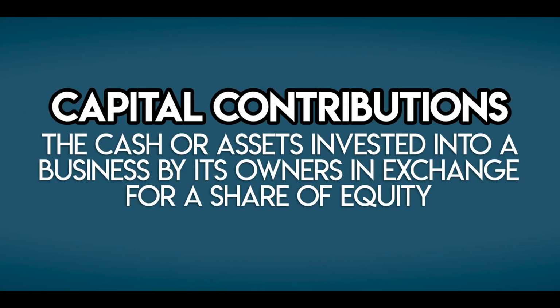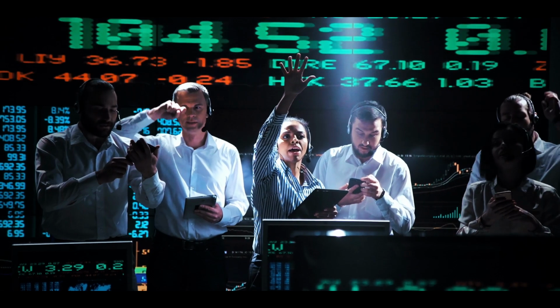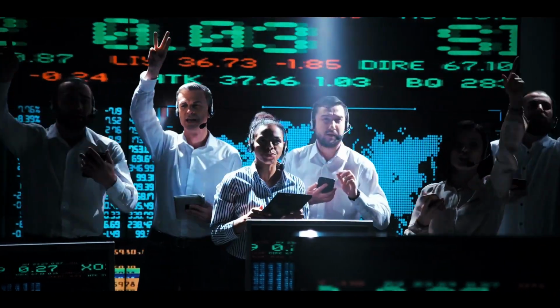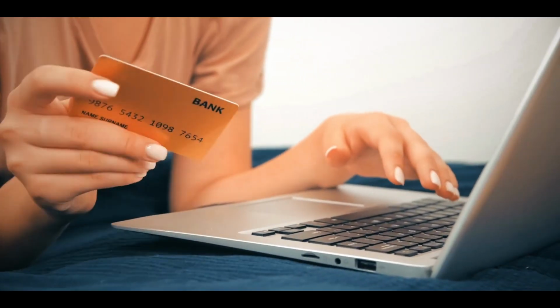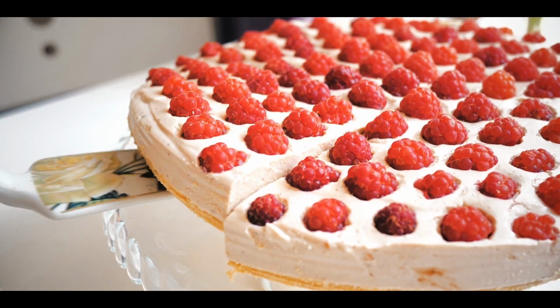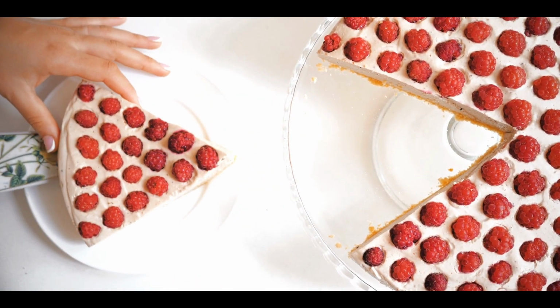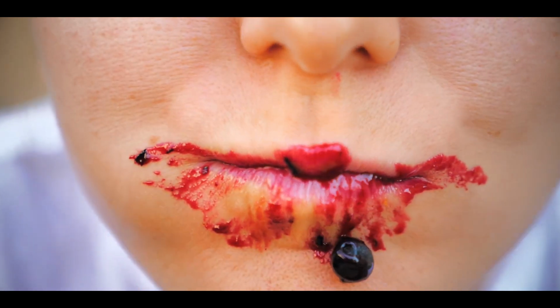Capital contributions is the money that the owners take out of their own pockets and invest in the business. For example, if Cash Me If You Can issues some shares and you buy one, then you've made a capital contribution. Now you're a shareholder and you're a part owner of the business.